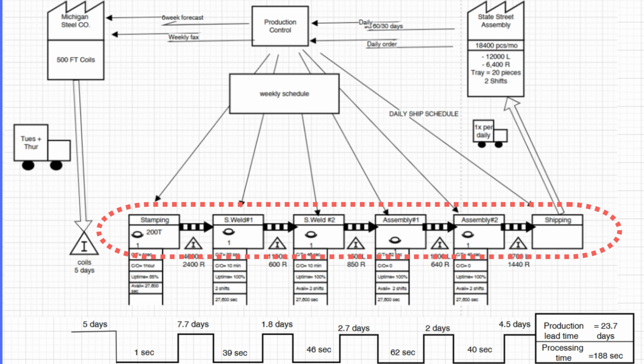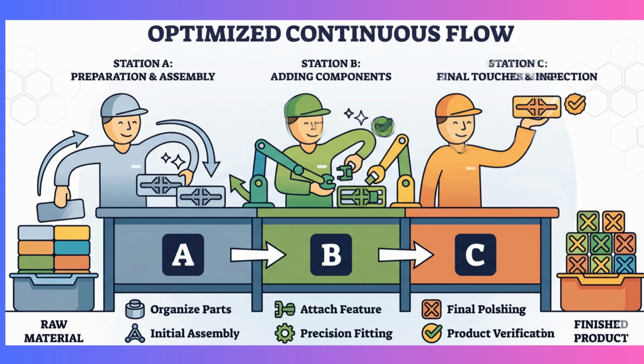If multiple processes are connected in a smooth flow, we combine them into a single process box. So instead of showing separate steps like A, B, and C with inventory in between, we represent them as one continuous flow. Now, an important practical point.